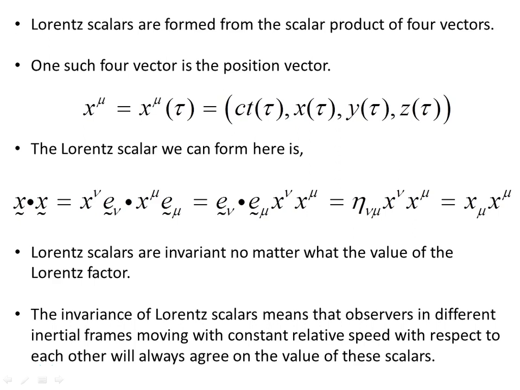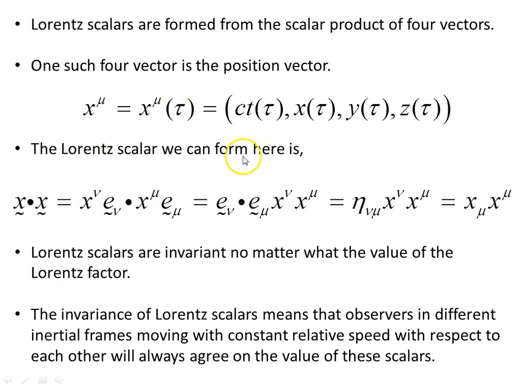One such four vector is a position vector. Its components x mu are the time component, x, y and z. Tau here is the proper time, so an object carrying its own clock will record proper time as it moves.